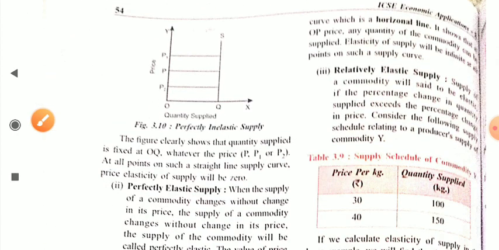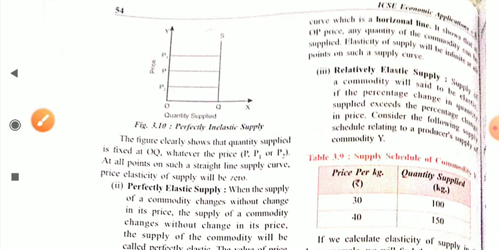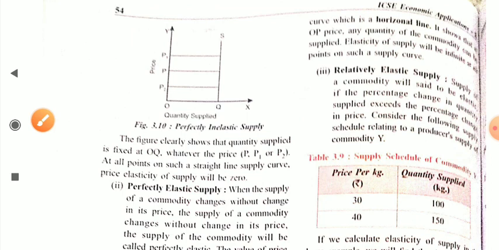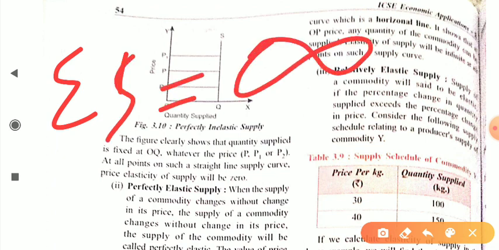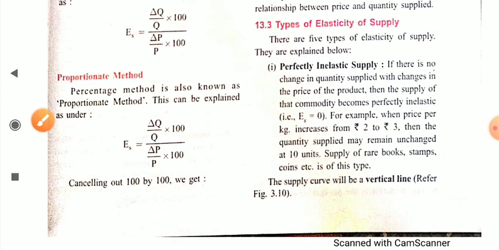The diagram of this is like this. There is no change in quantity supplied. You can see that quantity supplied is Q, whatever price you change, you have different prices P1, P2, P3. When there is no change in quantity supplied, only price changes, it is known as perfectly inelastic supply. In this case, your elasticity of supply equals 0. Always keep in mind, dear student.